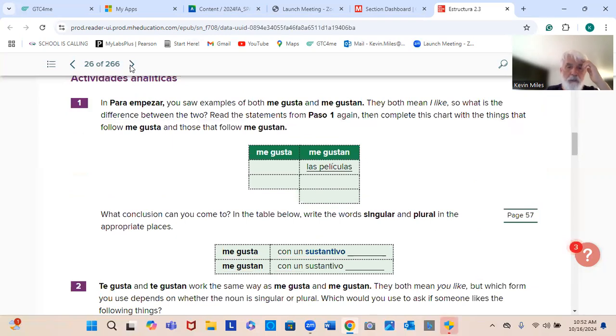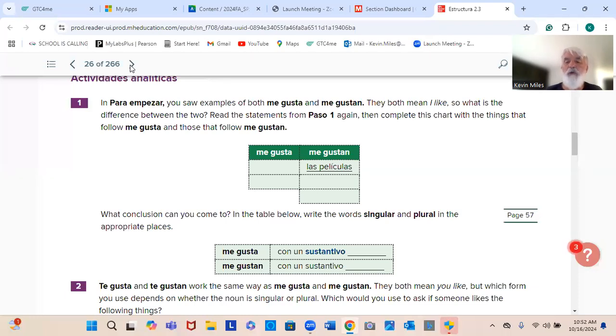So you saw above that there are 2 phrases we use with gustar. There's 2 ways of saying I like. Me gusta or me gustan. Both mean I like. When do we use gusta and when do we use gustan? Real simple. Look at the thing liked. If the thing liked is singular, I use gusta. If the thing liked is plural, I use gustan.